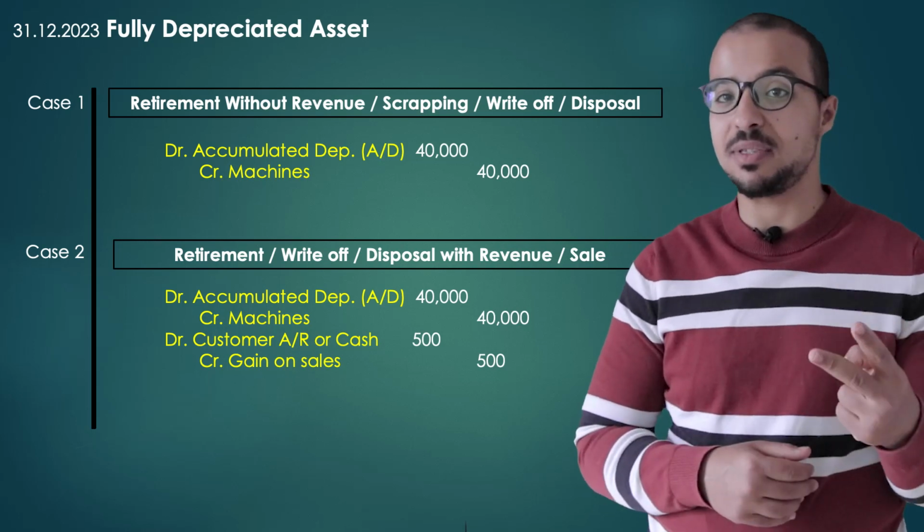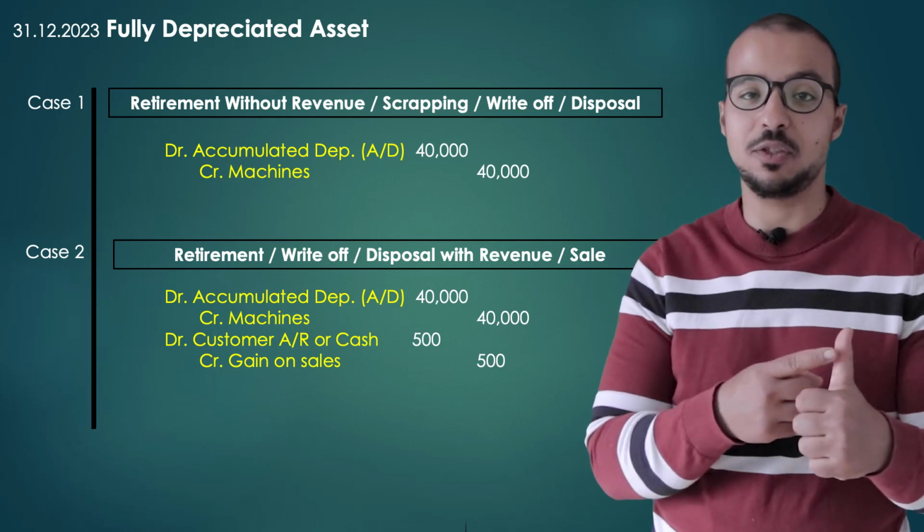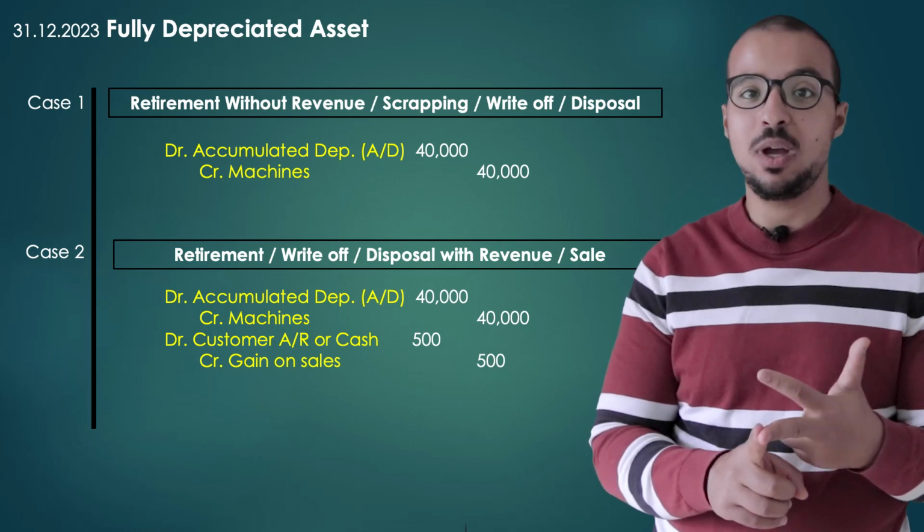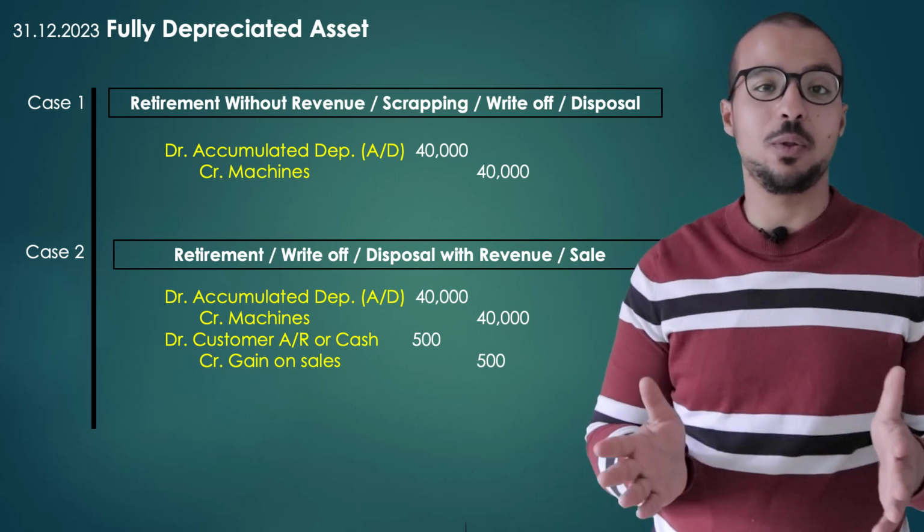So this is our second business case, and we can call it fixed asset disposal against revenue, write-off against revenue, sale against revenue, or retirement against revenue. They are all the same thing.